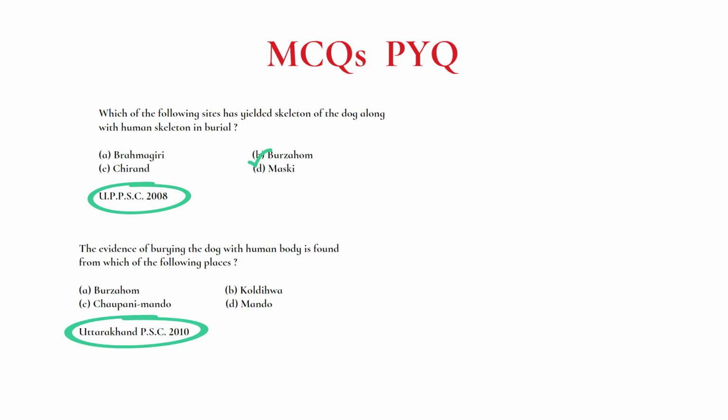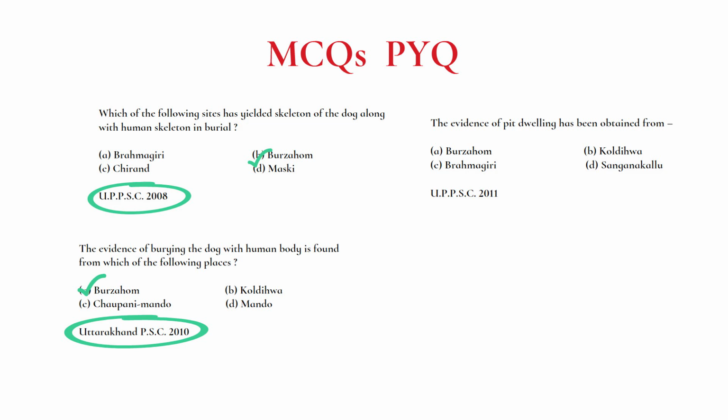This question is from Uttarakhand PSC 2010. The evidence of burying the dog with human body is found from which of the following places? So answer is again A, Burzom. Next question again from UPPSC 2011.